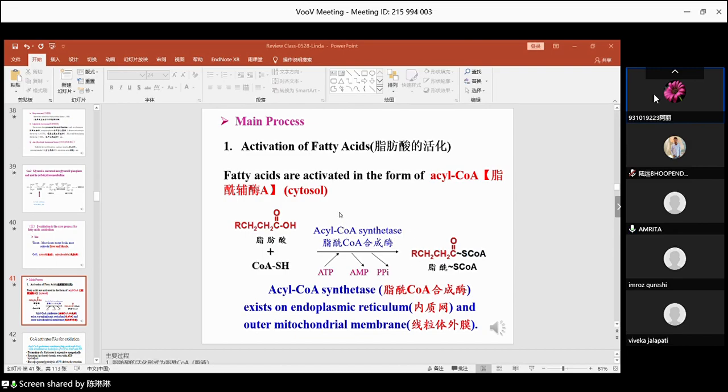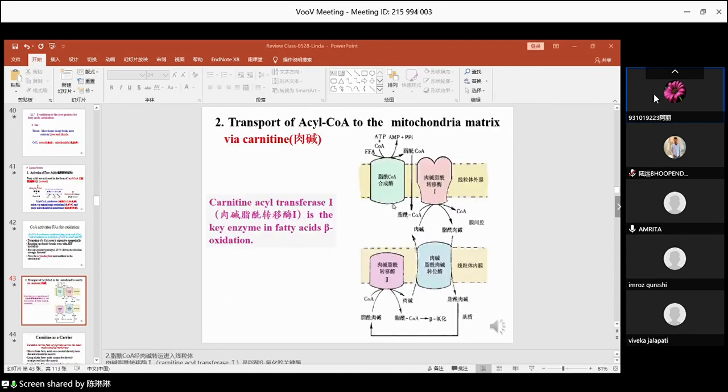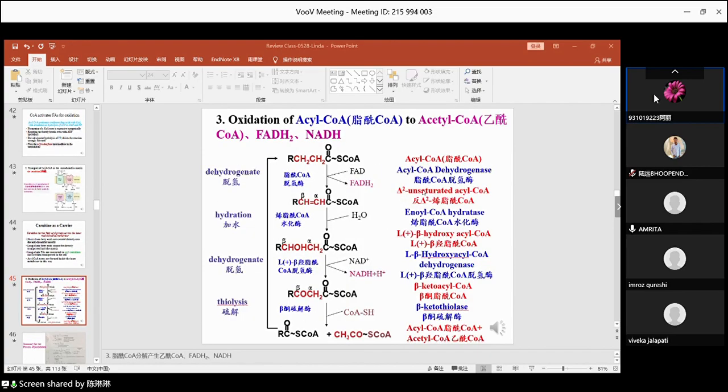And for the second process of beta oxidation, you should remember it is the transport of acyl coenzyme A to the mitochondrial matrix via carnitine. And the third process of beta oxidation is the oxidation of acyl coenzyme A to acetyl coenzyme A, FADH2 and NADH.